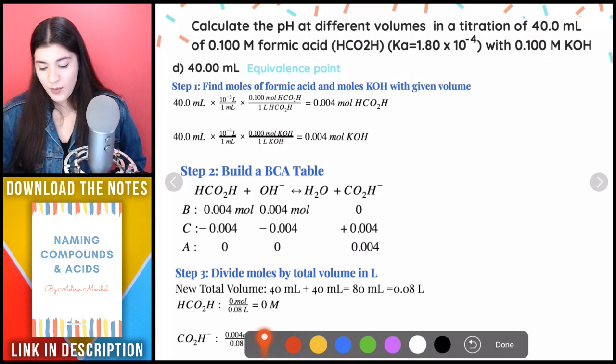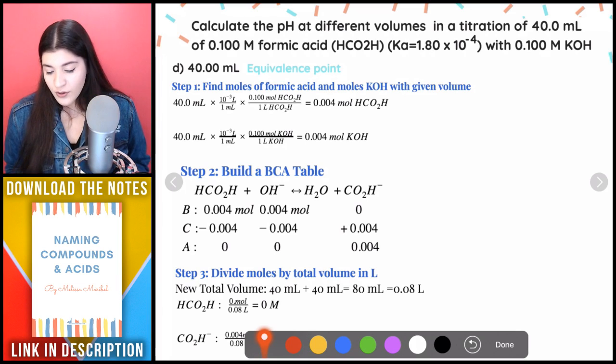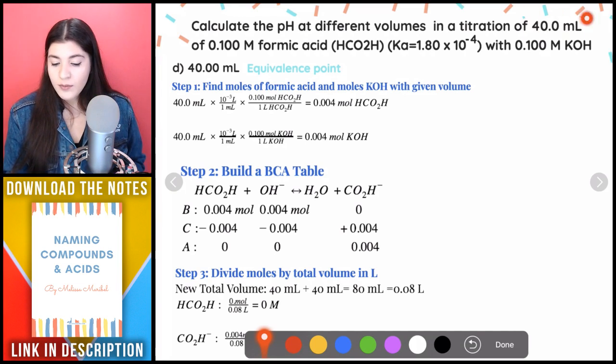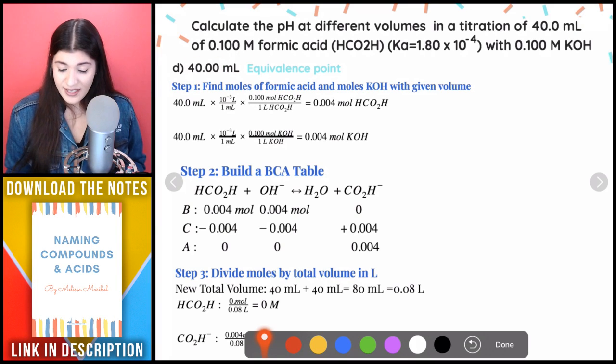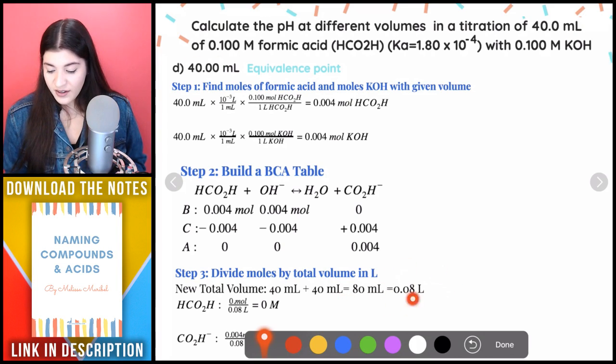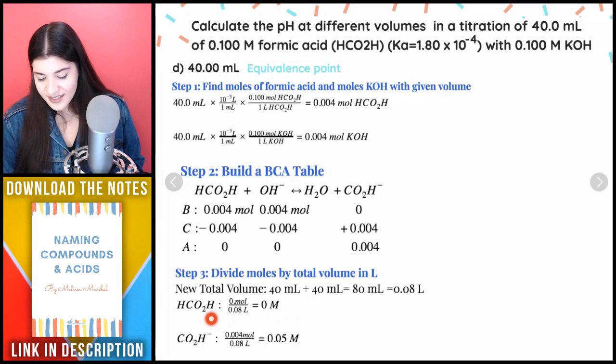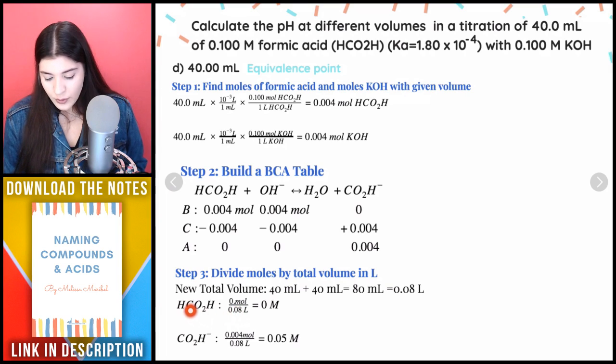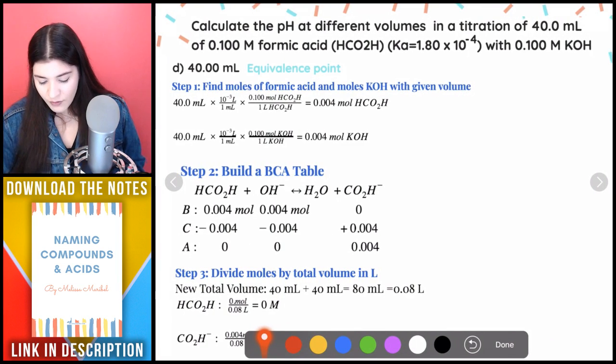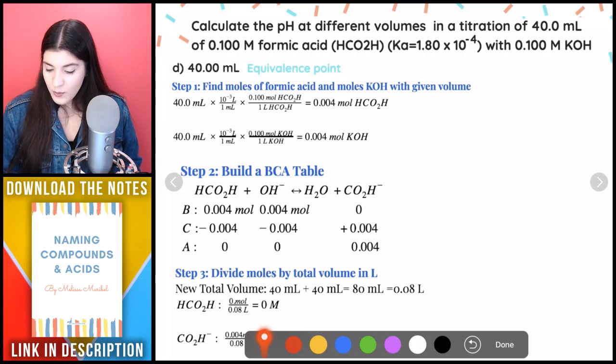Next, I would figure out how much total volume we have. So our total volume is going to be this 40 mL of acid plus the 40 mL of base, and that would give us this amount in liters. And then lastly, almost lastly, for this slide at least, we would figure out the concentration of what we're left with. So we have nothing left of our formic acid. We have just this amount left of our conjugate base.